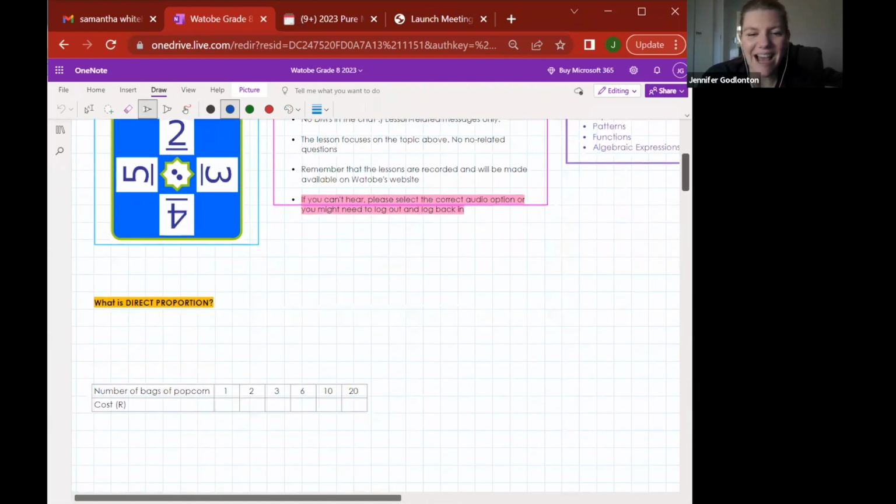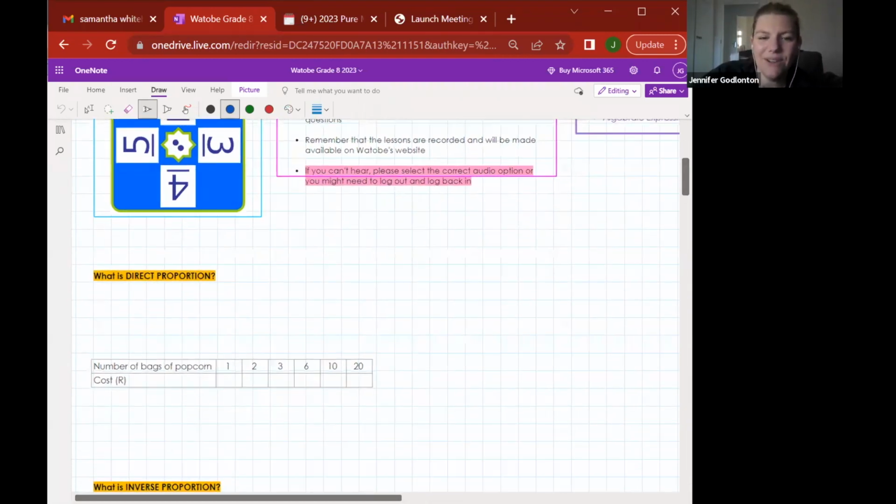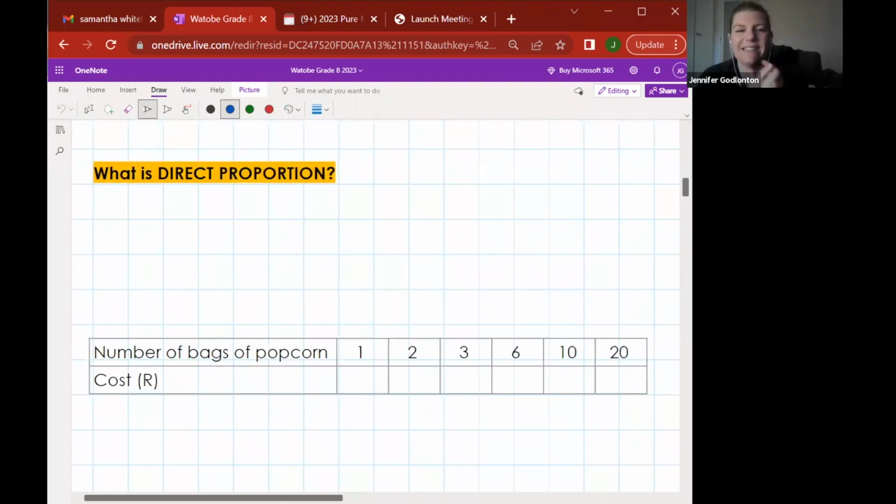Okay, so let's dive right in. We are going to start with what is direct proportion. Who thinks they can give me some kind of sentence or definition of what direct proportion is? Remember, it doesn't need to be perfect. So you can think of anything that your brain jumps to when you think of direct proportion. Tell me. You can put it in the chat or you can pop your hand up and let me know. But what do you think direct proportion is? Give it a go.